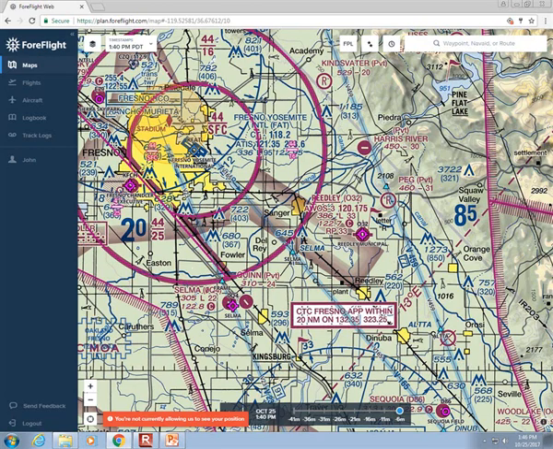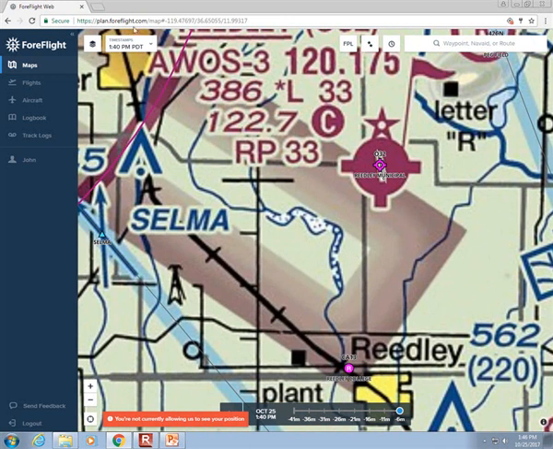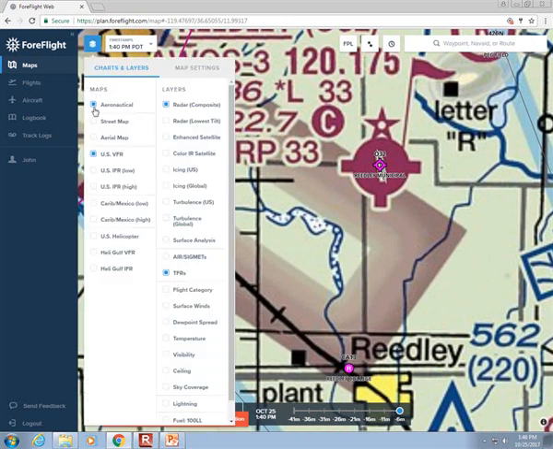So if we look at Reedley Airport really close, here's the runway. If we took off and we made left patterns, it would keep us right in here. So where am I flying if I make left patterns right here? I'm flying very close to the final approach where all these jets are going.